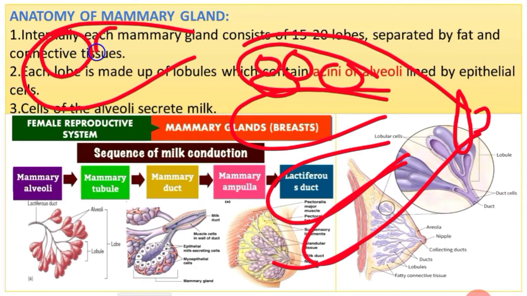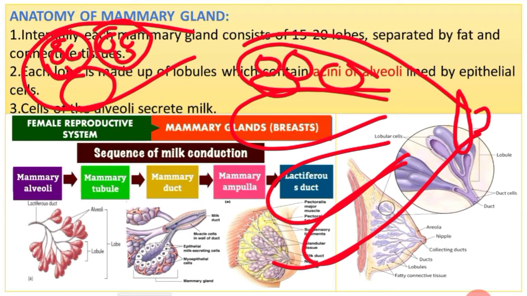Lobules. Lobules contain grape-like clusters of cavity. Grape-like clusters of cavity are called acini or alveoli. The glandular tissue comprises about 15 to 20 lobes in each breast.